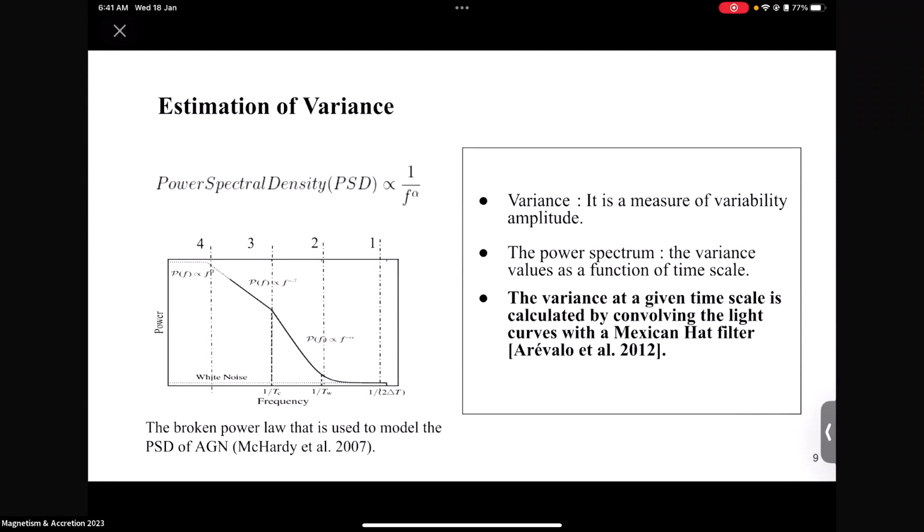So in region 3 and region 2, the AGN follows red noise, which can be expressed as directly proportional to 1 by f^alpha, where f is the frequency and alpha is the spectral index. So when we plot the variance values as a function of the time scale, we obtain the power spectrum. And in this project, we are using the Mexican hat filter to obtain the variance, which deals with the uneven sampling of the light curves, because the ZTF light curves have yearly gaps.